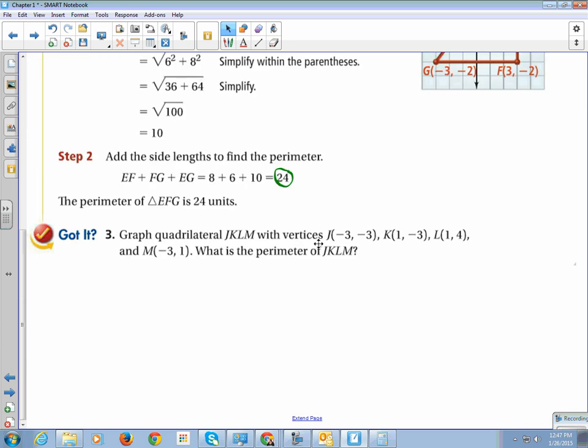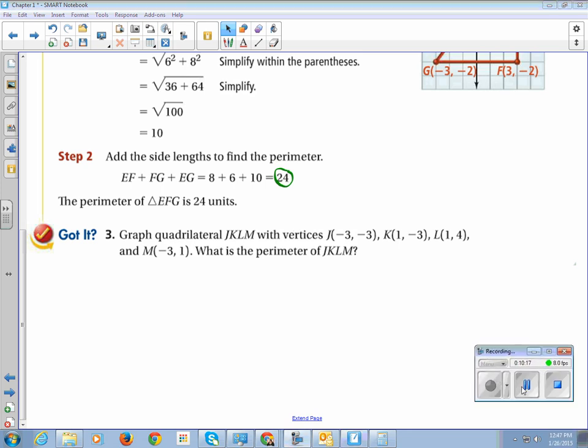Graph the quadrilateral JKLM with vertices -3, -3, 1, -3, 1, 4, and -3, 1. What is the perimeter of JKLM? The first thing I'm going to do is find a picture of a graph. So you guys can go get out your graphing paper because I'm terrible at drawing straight lines. So I need the graph to keep my lines straight.